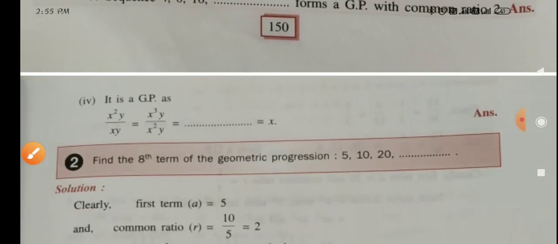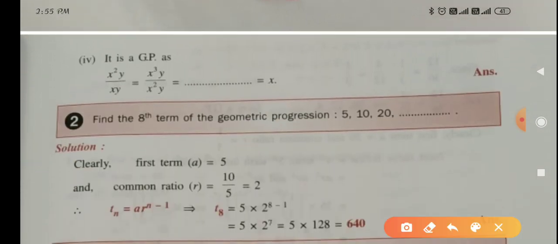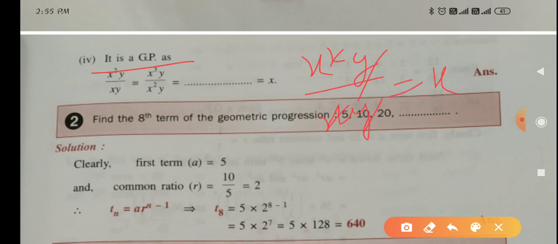Fourth part also, you can see it is a GP, because x square y upon xy: what will it come? y cancelled, 1 x cancelled, x will come. In the same way, x cubed y upon x square y: y cancelled, 1 x square cancelled, x will come. So in each case the common ratio is the same, so that's why it is a GP.